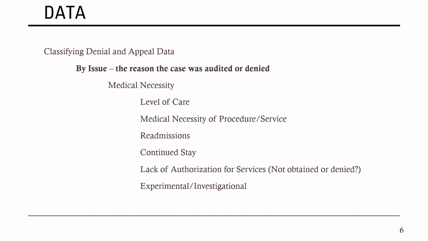So under medical necessity, there are some basic reasons for why a case gets audited or denied. Level of care means, was the care provided in the correct setting? Inpatient versus outpatient is what we think of most often. But it could also be, did the patient need to be in intensive care versus on a general floor? Some payers pay differently based on which area of the hospital the patient is in, where the care was provided. So level of care is inpatient, outpatient mostly, or it could be ICU versus a general floor.